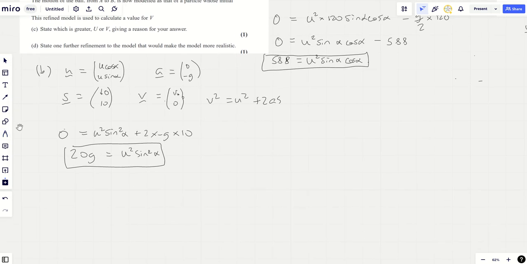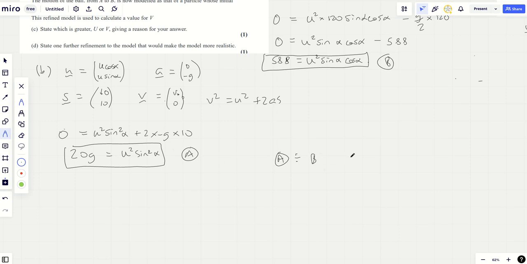This isn't obvious, but let's divide these equations. I mean, we're getting rid of u squared, which might look like the wrong thing to do. But if I call that one a and that one b, if I divide them, I actually end up with sine squared alpha over sine alpha. Oh, let's do b divided by a, actually. No, I'm a divided by b.